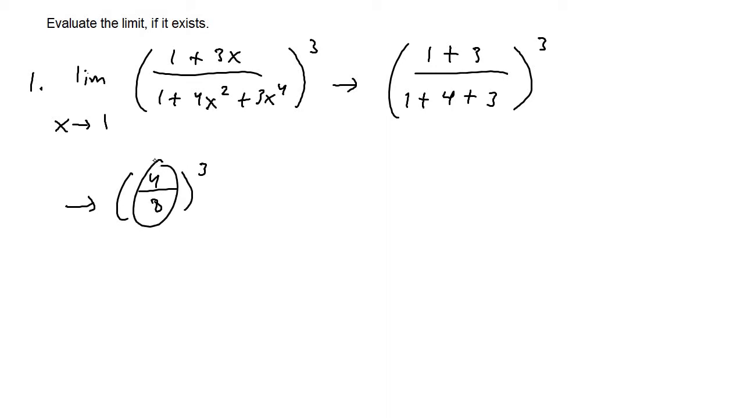4 over 8 can obviously be simplified to 1/2, so we have 1/2 to the 3rd power, which is going to give us 1 over 8. And that's the final answer.